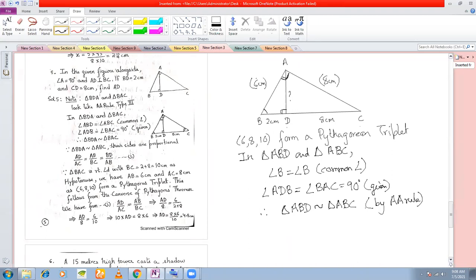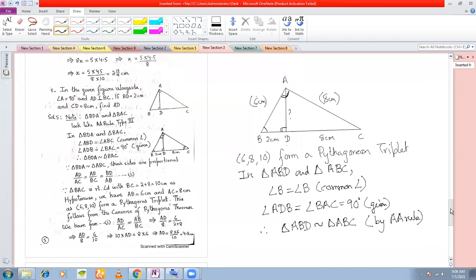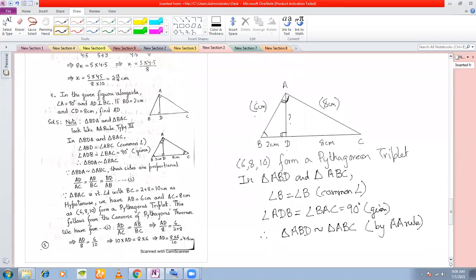Okay, so once we have proved similarity, now the question is, what are the proportional sides? So let's list down the proportional sides. Look at the figure. Opposite, this is the common angle, right? Opposite to this angle in the smaller triangle is the side BD. So we write BD in the numerator. In the bigger triangle, if you see, opposite to angle B is which side? AC. So we write AC in the denominator.